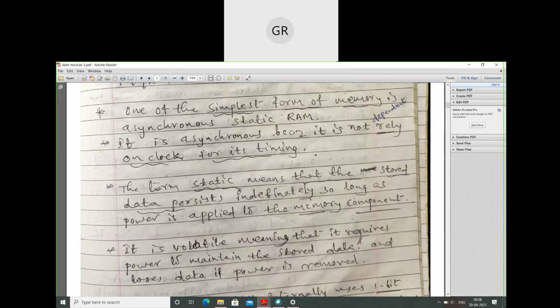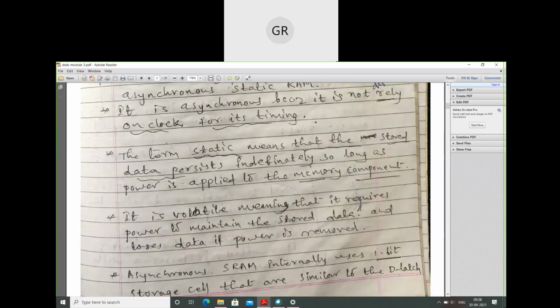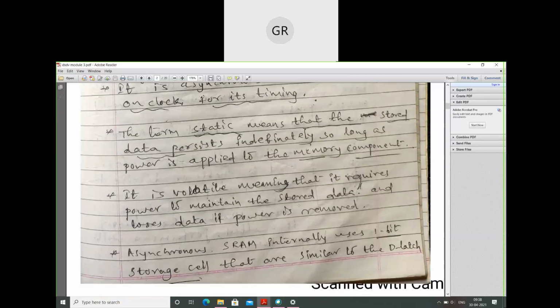We know that SRAM is volatile memory. What is meant by volatile? Why is it called static? The term static means that the stored data persists indefinitely so long as power is applied to the memory component. It is volatile memory, meaning that it requires power to maintain the stored data and loses data if power is removed.